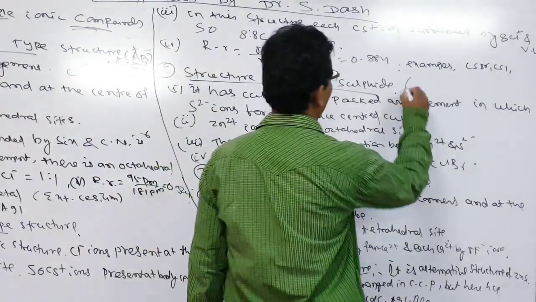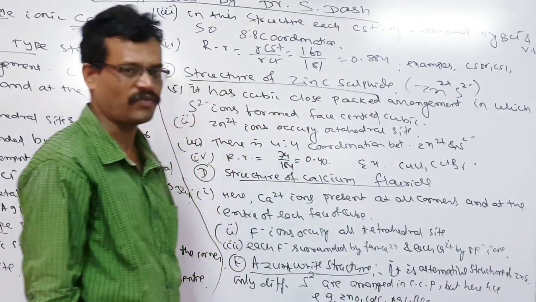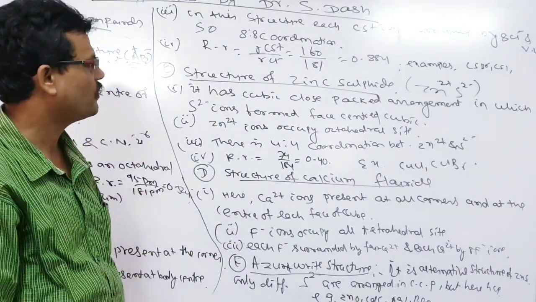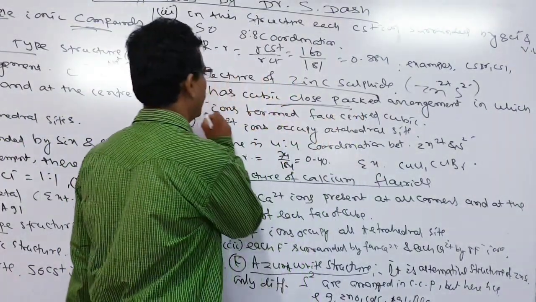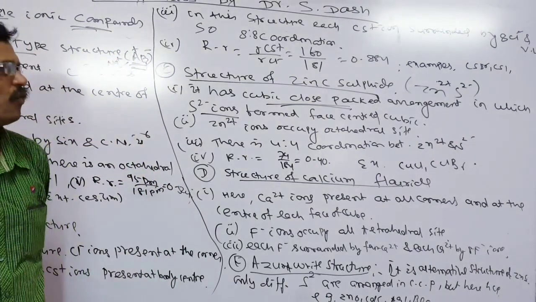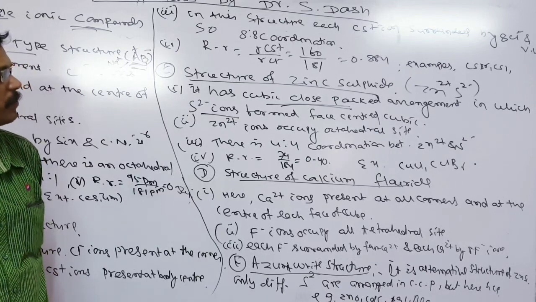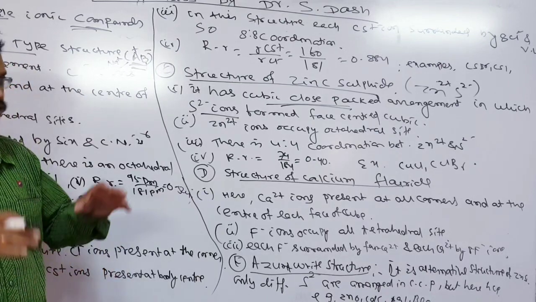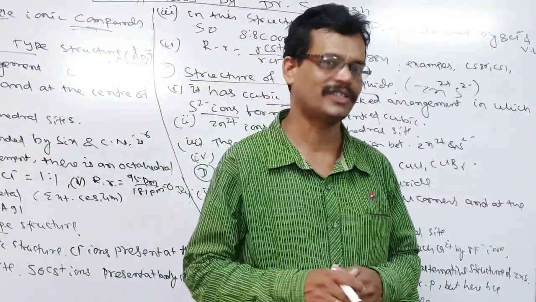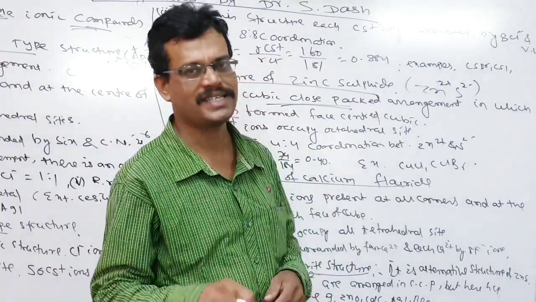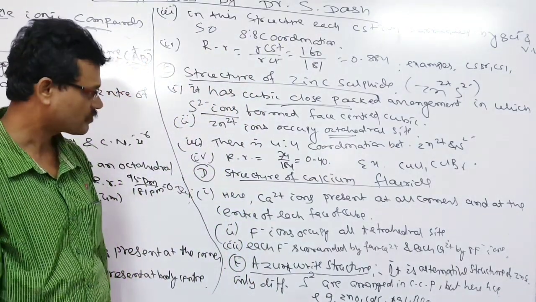Here also, in zinc sulfide, the cation is zinc and the anion is sulfur. Sulfide is also found to form a cubic close packed arrangement, where the S2- ions form the face centered cubic structure. The Zn2+ ions, that is the cations, which are small in size, are present in the sites, that is, occupied at the tetrahedral sites.